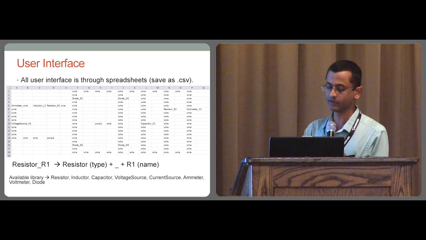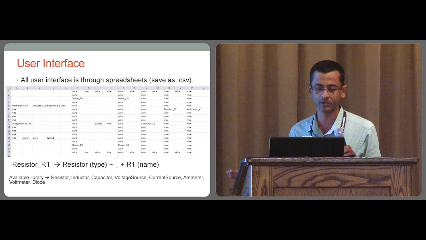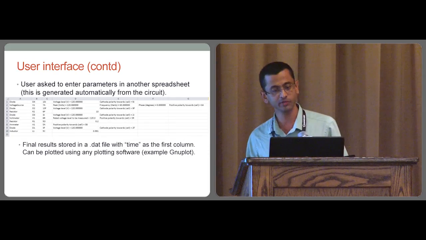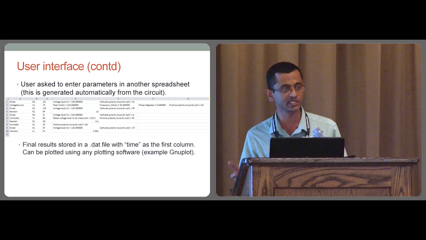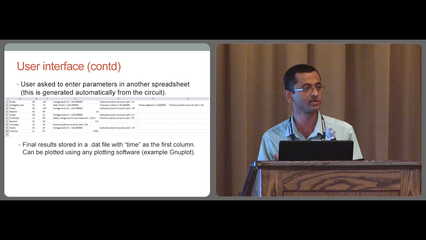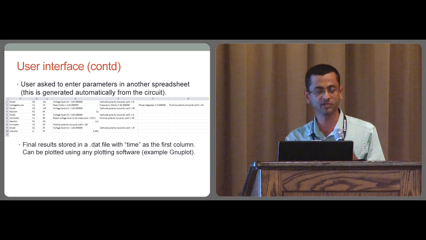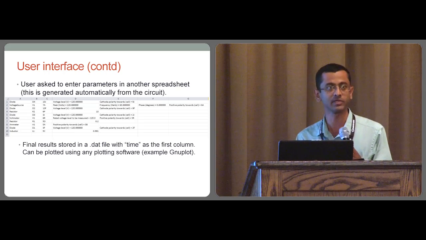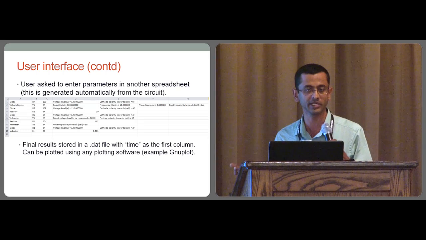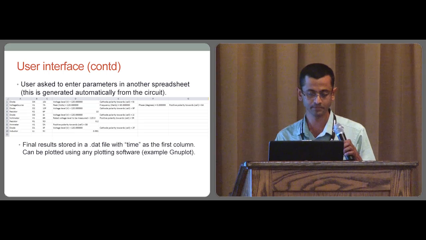In this way, I have a certain library: resistor, inductor, capacitor, voltage source, current source, ammeter, voltmeter, diode. This is what works so far. And I'll continue with the user interface. Once you describe the circuit and execute it, it'll automatically take all the elements it has found and ask you to enter variables for them. Some of them will have default parameters, and you can change them. Certain devices also have polarities, and you need to enter those as well.